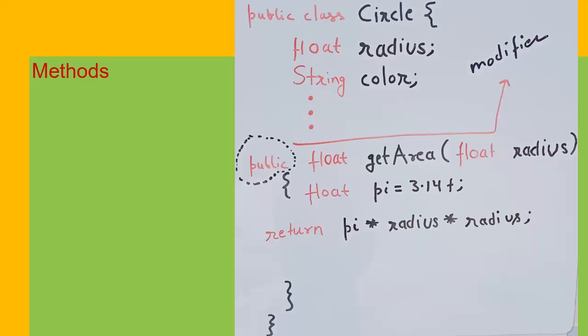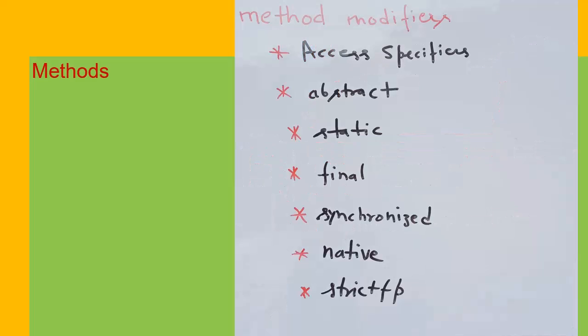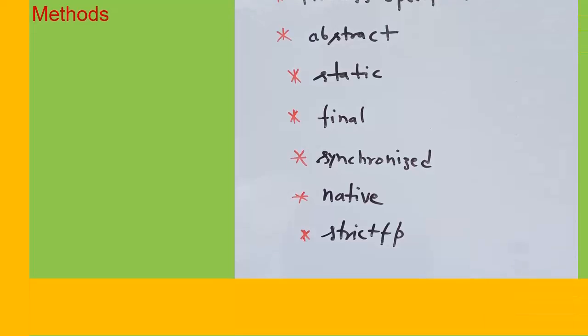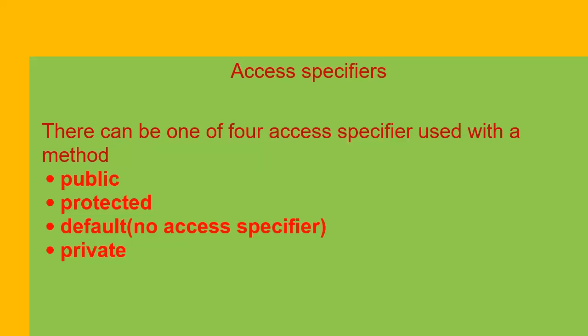So there are a few method modifiers which we will discuss now, like we have listed here in this image. There can be access specifiers, there can be the abstract keyword, there can be the static keyword, there can be final, synchronized, native or strictfp as a method modifier. Now we are going to discuss all the method modifiers one by one.